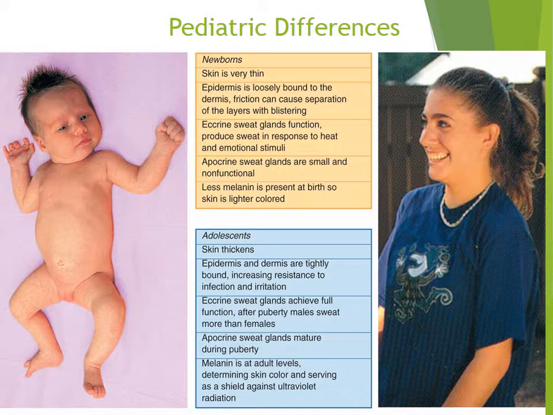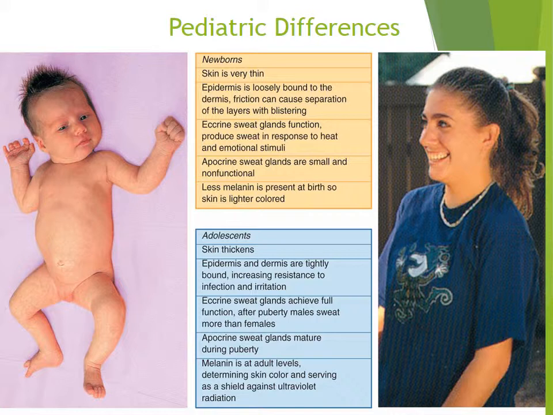Eccrine sweat glands function, produce sweat in response to heat and emotional stimuli. Apocrine sweat glands are small and non-functional, and there's less melanin present at birth, so the skin appears lighter colored. Adolescence, skin thickens, epidermis and dermis are tightly bound, increasing resistance to infection and irritation.